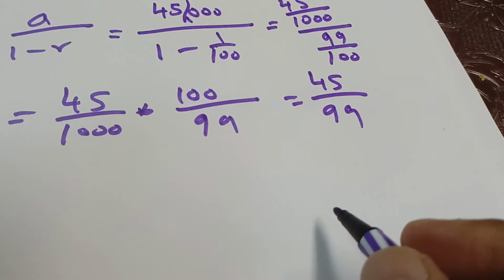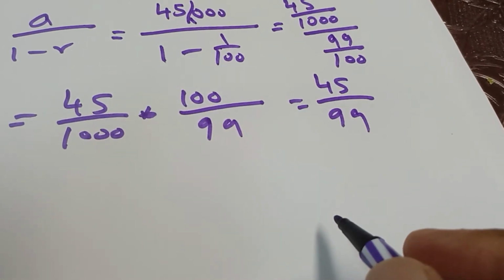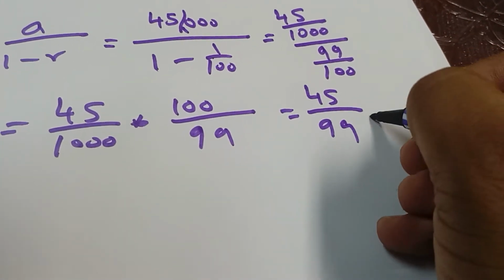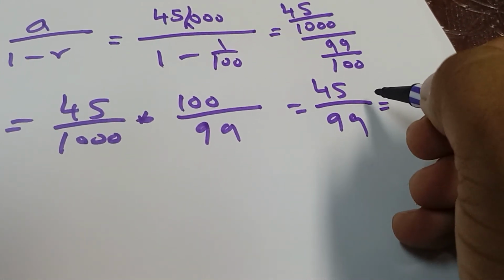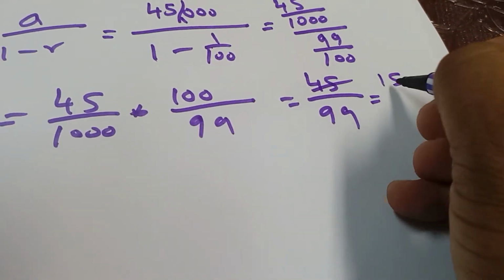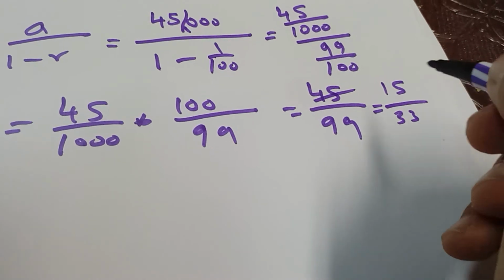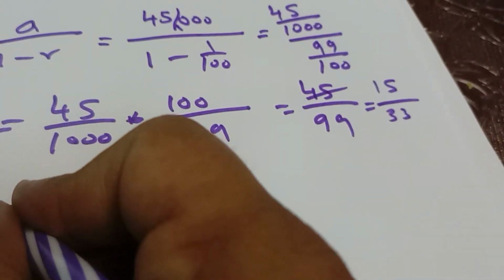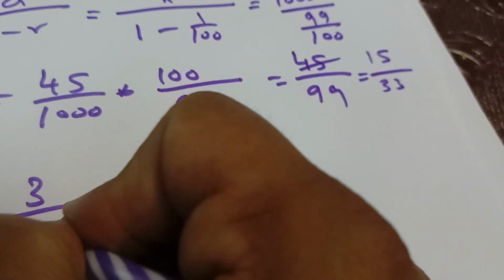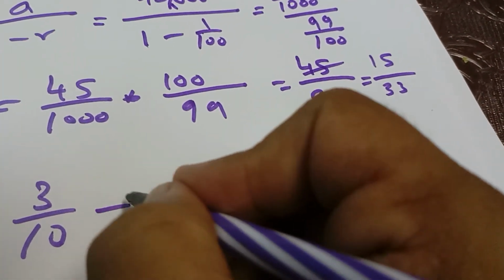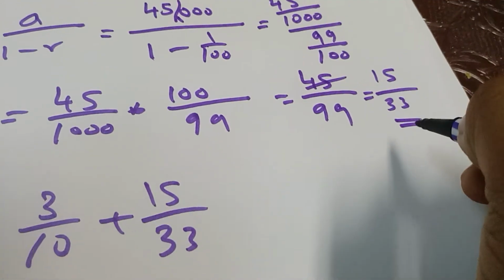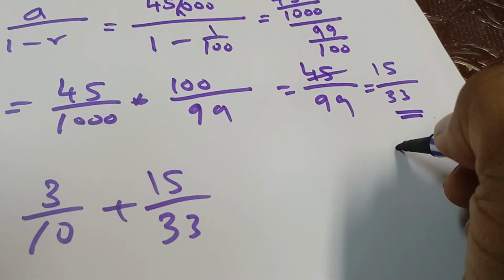Okay, and finally, you can also divide by 3 to simplify it. If you divide by 3, you get 15 over 33, and so on. If I'm not wrong in my calculations, then the total is 0.3, which is 3 over 10, plus this number, 15 over 33. I'm not sure if this is right or wrong. You can check again.